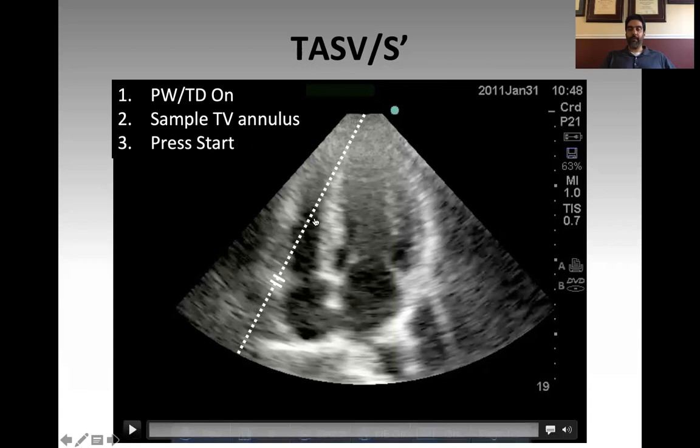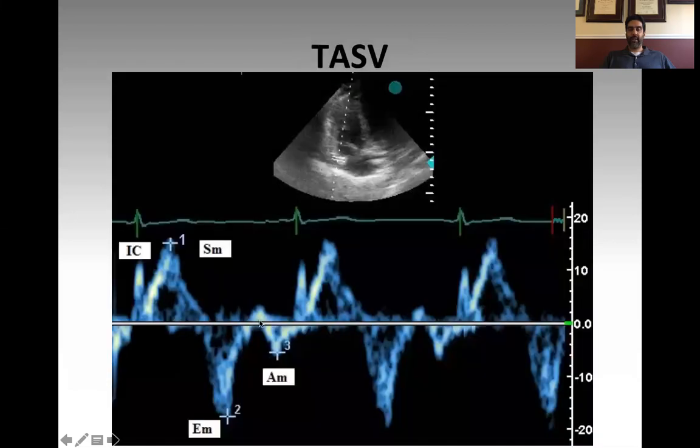So you line that up and then put your sampling volume right in the middle of the tricuspid annulus there, that meaty part of the tricuspid annulus, and you hit start. And what you're going to get is a waveform that looks like this. So this is velocity again on the y-axis, time on the x-axis. You can see that in systole, the mitral annulus moves, or tricuspid annulus rather, moves up, and then in diastole moves down. So this is velocity over time. So this is a curve of the instantaneous velocities over time in systole and in diastole.